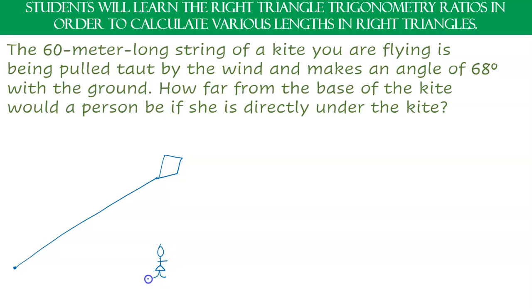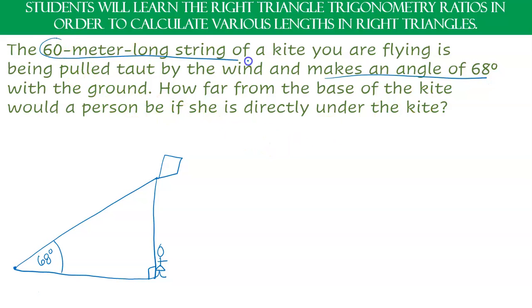And I want to know how far she is from the base. So when I do this, I've in essence created a right triangle. I know this angle is 68 because they tell me in the problem that it makes an angle of 68 degrees. And it tells me that the string of the kite is 60 meters long. So this is going to be 60 m.